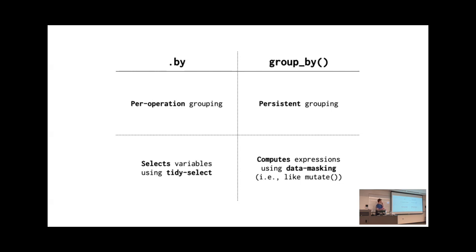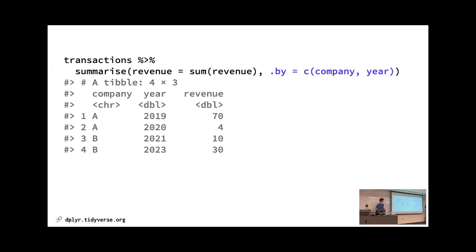The other thing that's different between by and group by, and you'll see it here, is that by allows you to select multiple columns using tidy select. That's just the general idea of being able to put c and then unquoted column names in there, company and year. That's tidy select syntax. It looks pretty natural here with the rest of the summarize call.